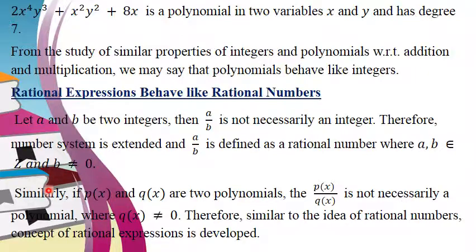This is the condition. Similarly, if p of x and q of x are two polynomials, then p of x upon q of x is not necessarily a polynomial, where q of x should not be equal to 0. Therefore, similar to the idea of the rational number, the concept of the rational expression is developed.